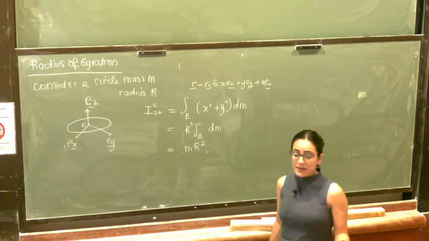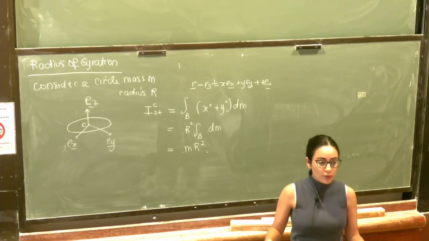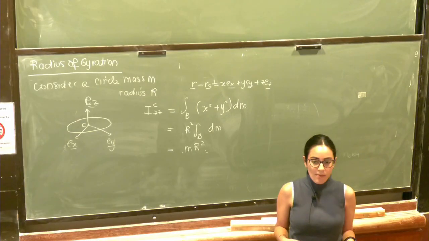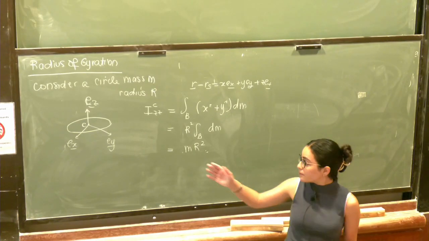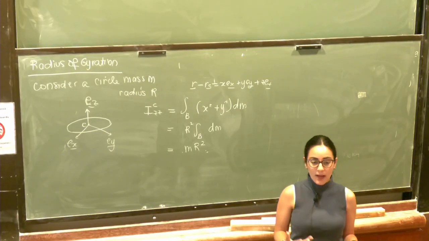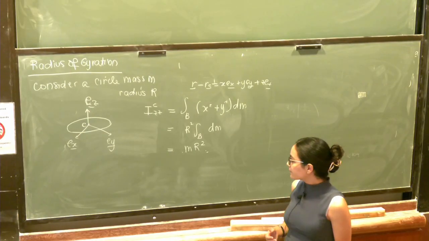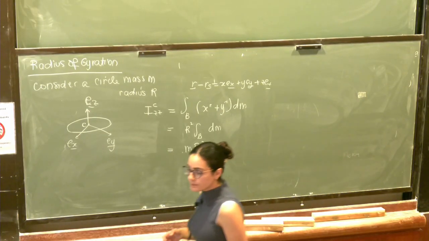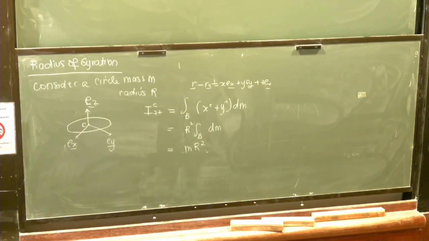So really that's the simplest moment of inertia calculation, the moment of inertia of a circle about its center of mass, about an axis perpendicular to the plane of the circle passing by its center of mass. Any questions about this? Okay, so we didn't explain what the radius of gyration is yet.